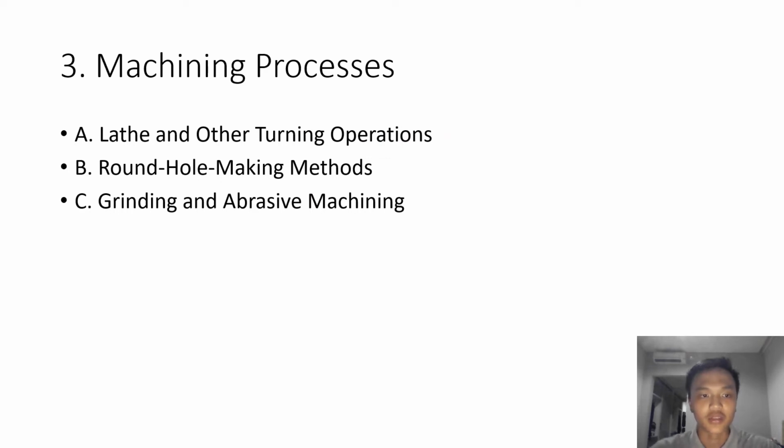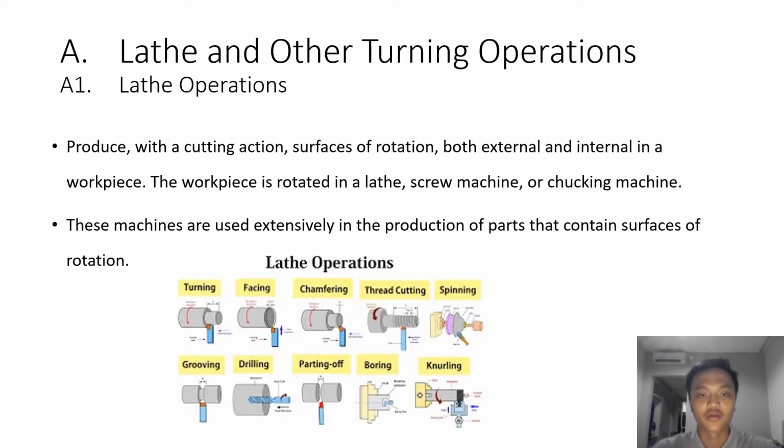Today I'm going to present three chapters. The first one is lathe and other turning operations. The second one is round hole making methods, and the last one is grinding and abrasive machining. We go into the first one, lathe operations.